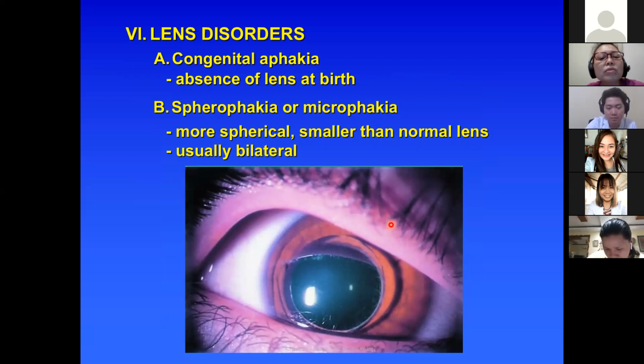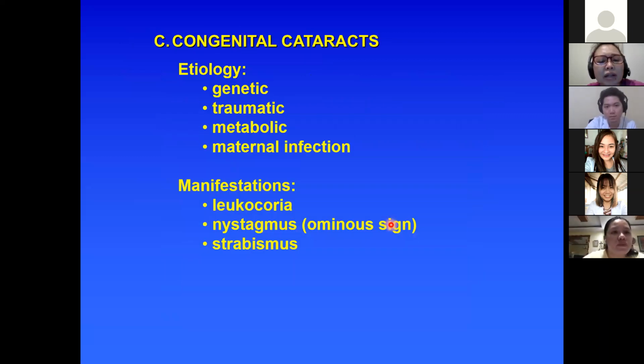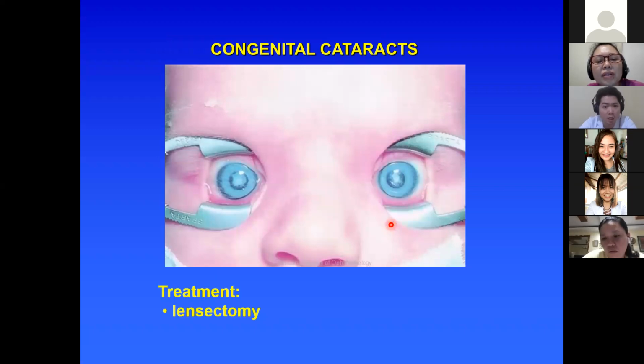So, the lens disorder, microspherophakia. Okay, that's fine. Leukocoria again. What is leukocoria? The white reflex. White reflex on your pupil. Where else do you see leukocoria?